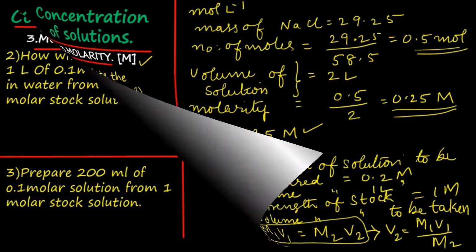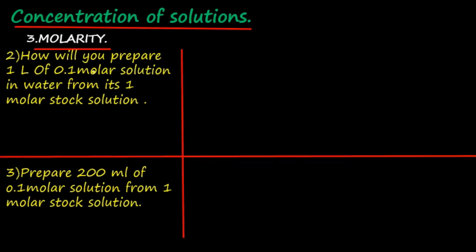Let us try 2 more problems. One problem we have already done. This is the second problem. How will you prepare 1 liter of 0.1 molar solution in water from its 1 molar stock solution? So we will directly apply the formula M1 V1 is equal to M2 V2. M1 is 0.1, V1 is 1 liter, is equal to M2, which is 1, that of stock solution. V2 we do not know.